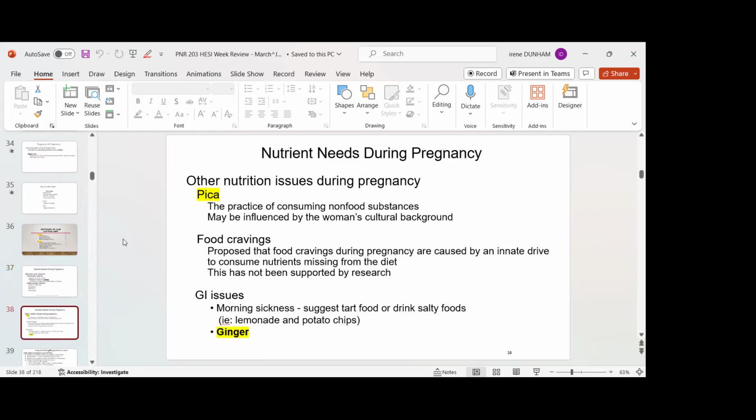Okay. We talked about some food cravings already. We talked about pica. And we talked about ginger. HESI likes questions about morning sickness and using ginger. Because ginger, you can buy it over the counter. It's something a nurse can tell you to take for your morning sickness. We talked about pica. Okay.